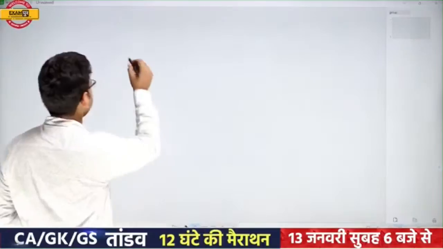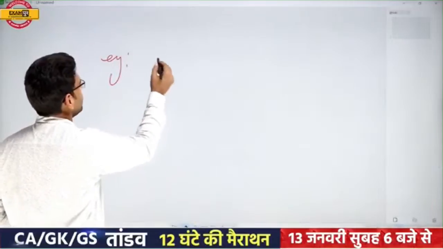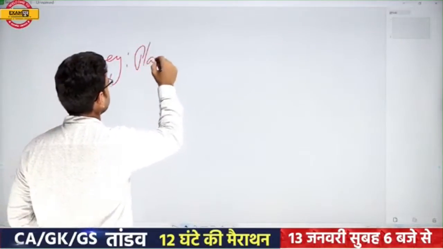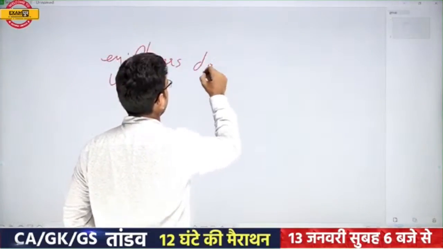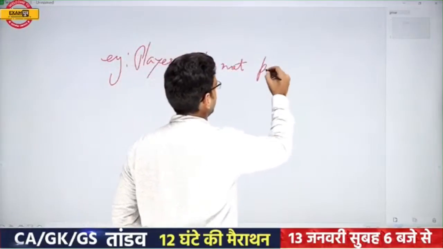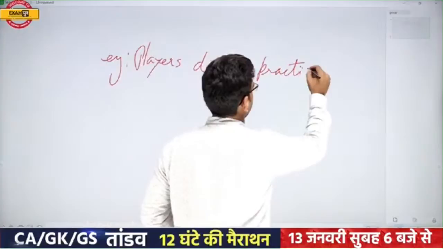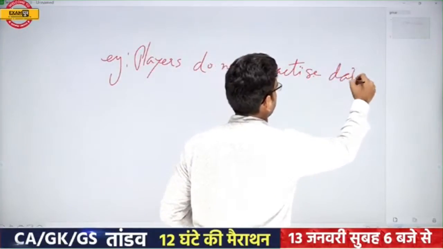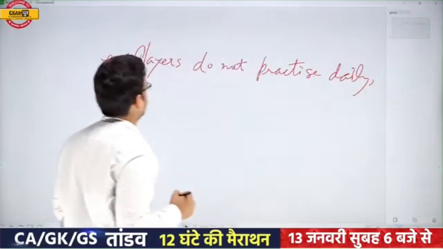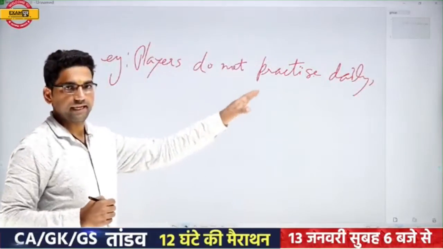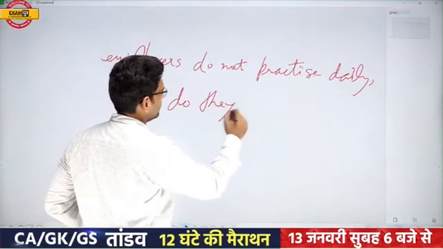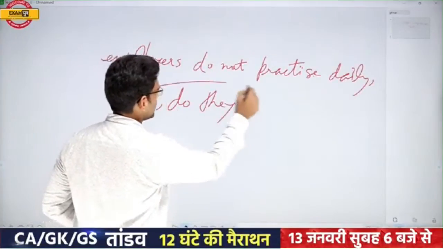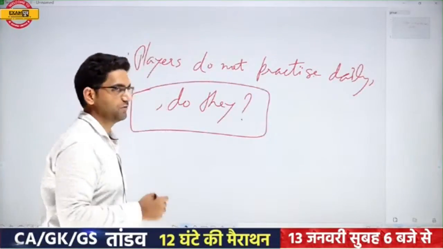Let's practice one more sentence. I'll try to keep it in the present tense only. If I say players do not practice daily, comma, players do not practice daily. So the question tag would be do they. Since the sentence is negative, the question tag will be positive.